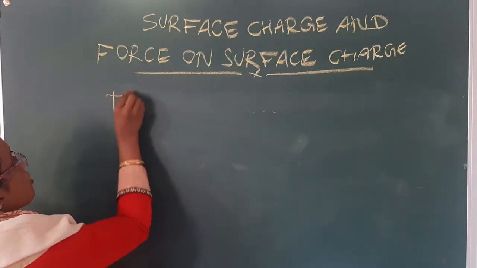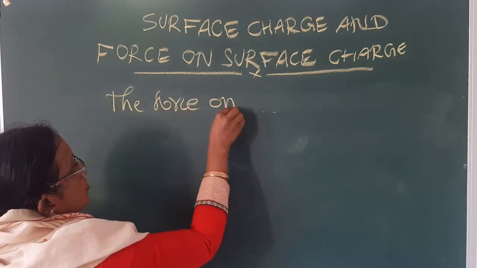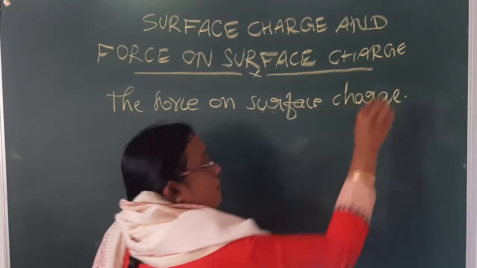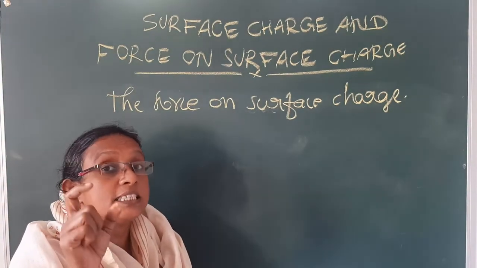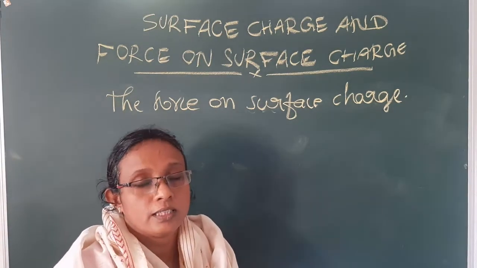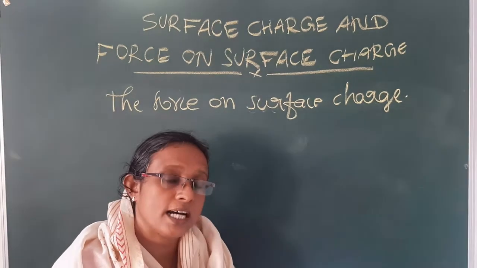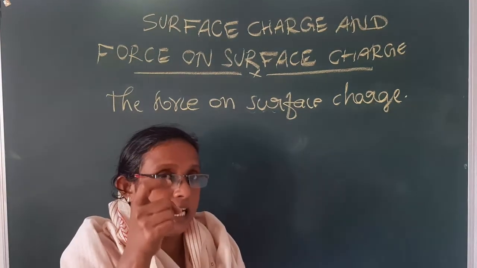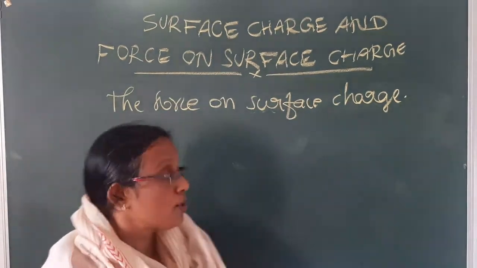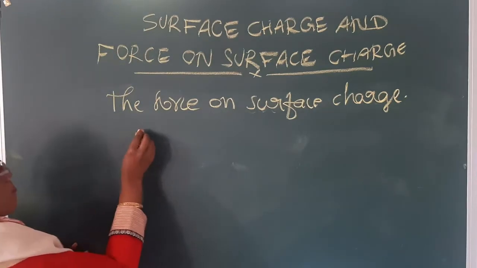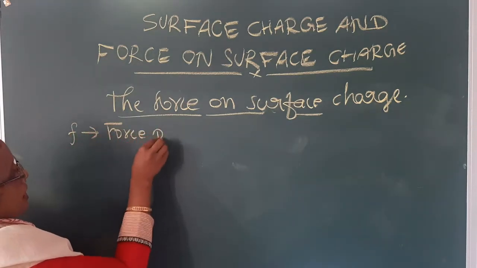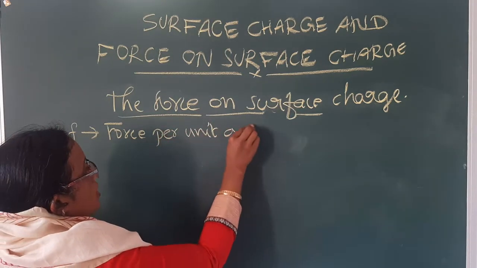Now, the force on surface charge. We already assumed a conductor whose surface charge density is sigma. Now, what is the force on this surface charge sigma? We can call it force per unit area, because sigma is charge per unit area, the surface charge density. So, you can define the force, small f, as force per unit area.